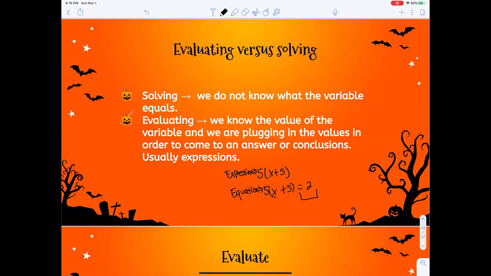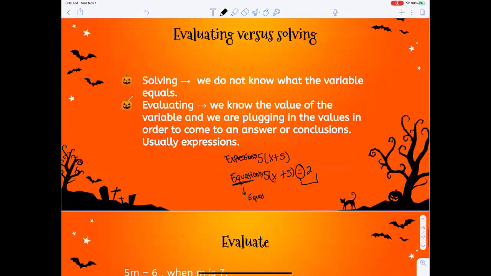If you look at the word equation, it starts with the root word equal. So you should know that there's going to be an equal sign when you're talking about equations. So let's practice.